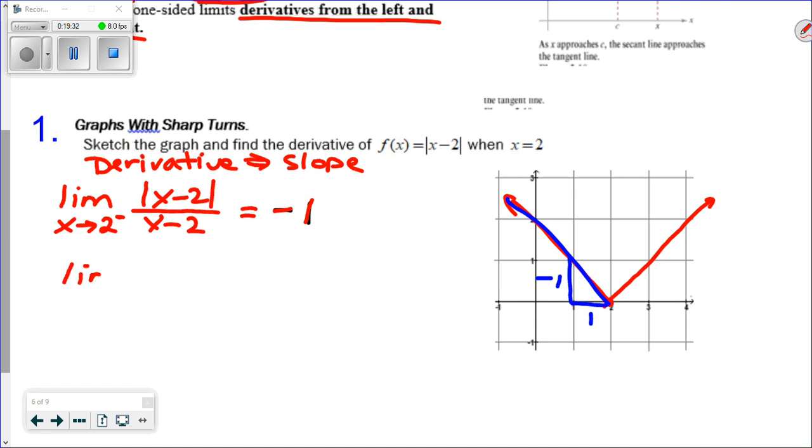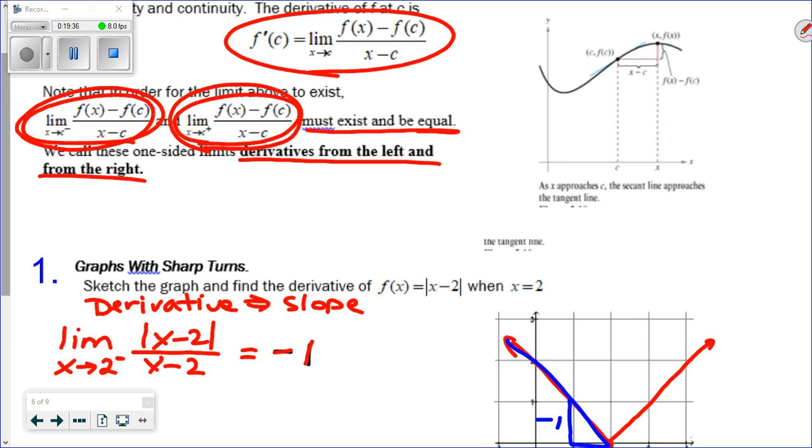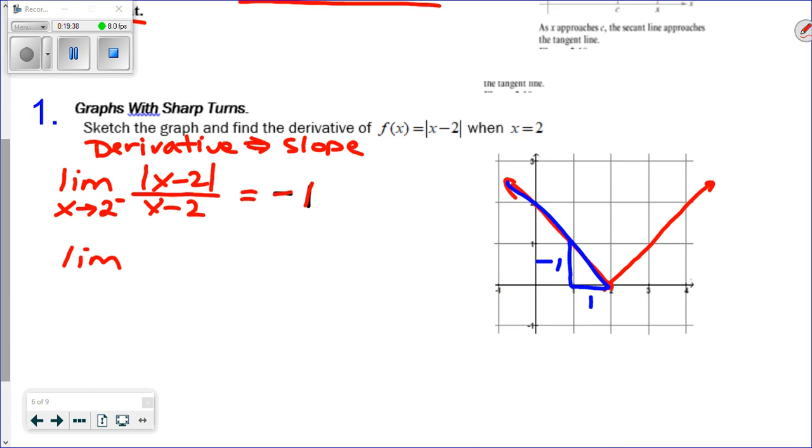Okay, so let's find the limit. Now we're finding this limit, which again is a derivative, as x approaches 2 from the right. So again, because we know this is a derivative, which is slope, we can just find the slope of this line, which in this case would be +1, because we go up 1, right 1.